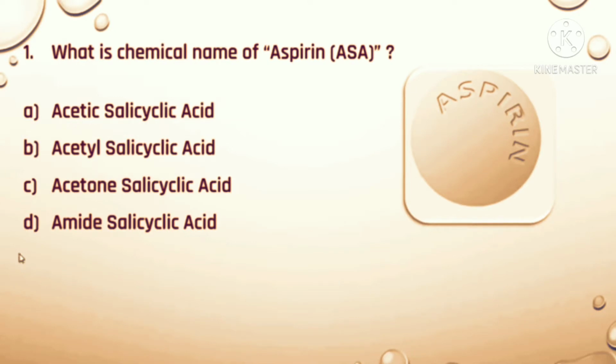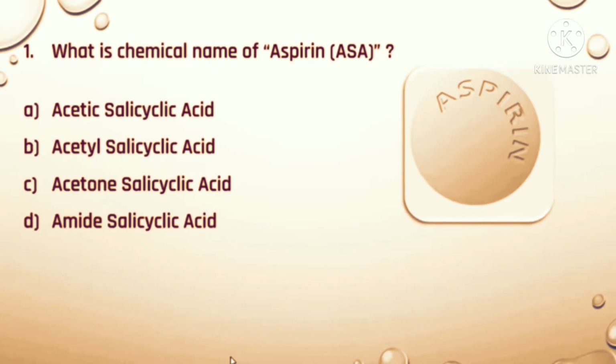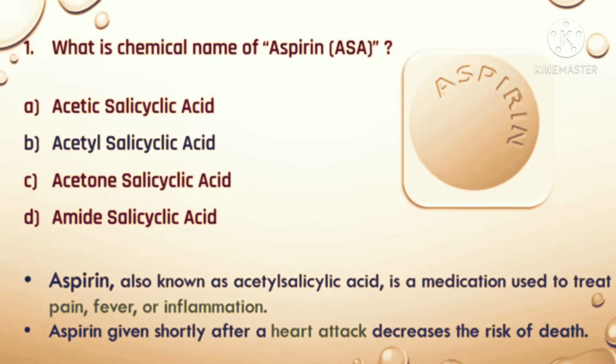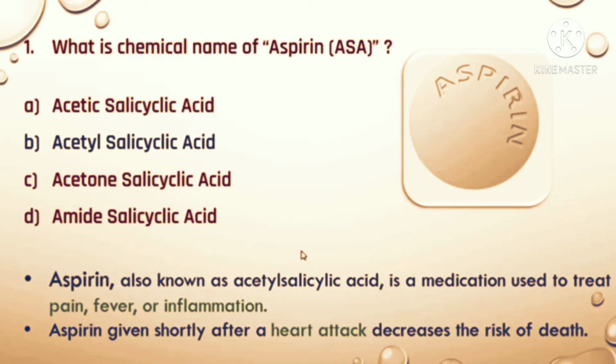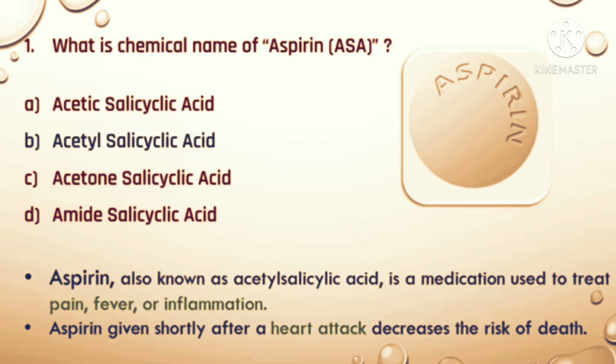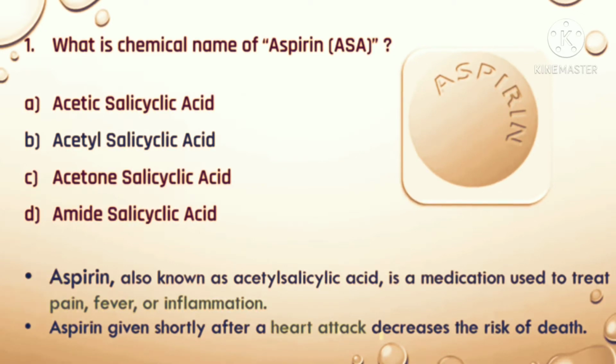So, chemical name of aspirin. It is also called as ASA, and here in the options we see all starts with ASA only, but this is a tricky question. So the right answer here is acetyl salicylic acid. This is a medication used for pain, fever and inflammation, and in case of heart attack also we administer this medication to decrease the risk of the heart attack and death.